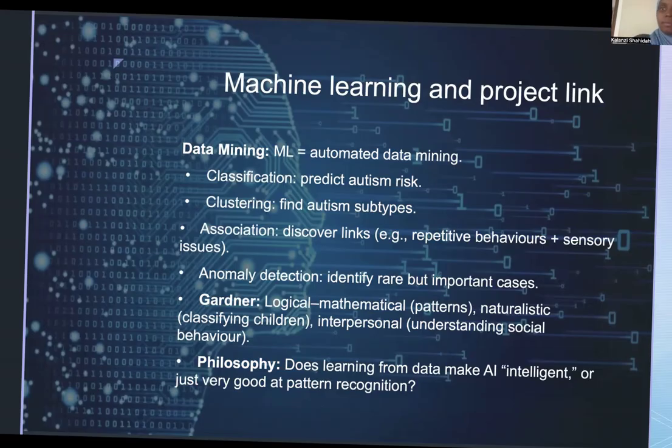Then for the Gardner's intelligences we used, we have logical-mathematical patterns, and naturalistic intelligence, which is classifying children. We have interpersonal, which is understanding social behavior, and intrapersonal. Finally, the philosophy behind this is: does learning from data make AI intelligent or not?